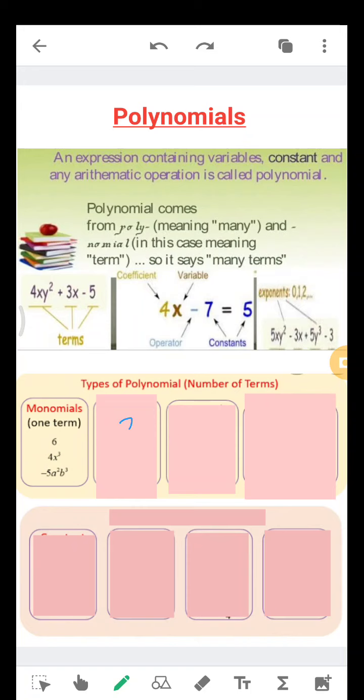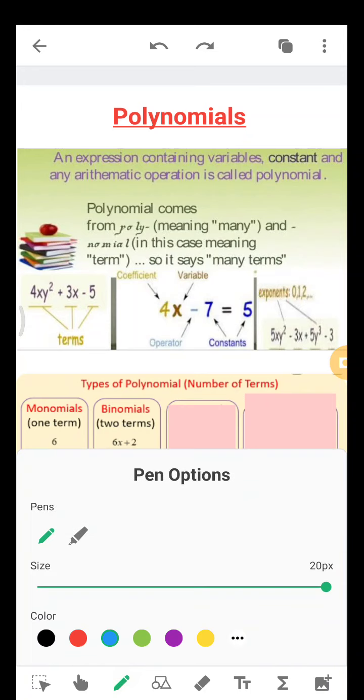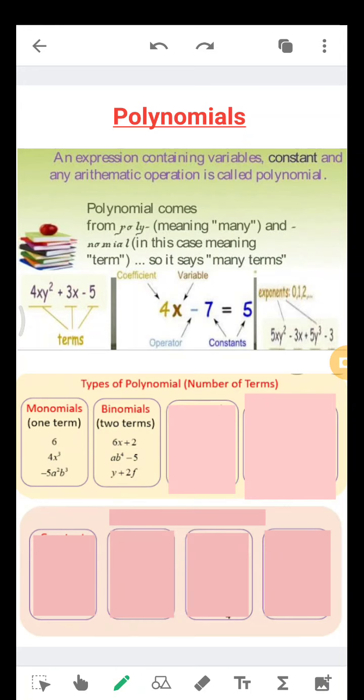What do you call an expression which has two terms? Yes, that is called binomial. Bi means two. So an expression which has two terms, you can see in this there are two terms: 6x plus 2, ab power 4 minus 5, y plus 2f. So an expression which has two terms is called a binomial.